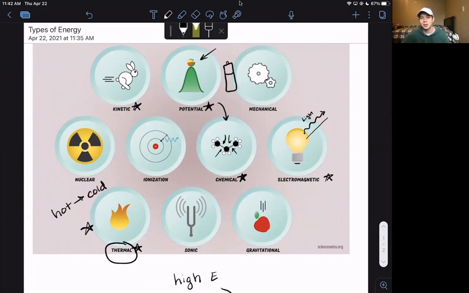So hopefully that gives you a little more insight into the different types of energy that you'll be talking about the rest of this course.